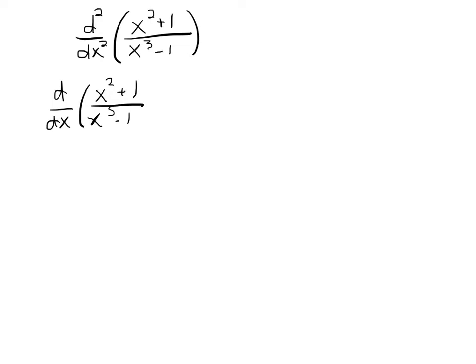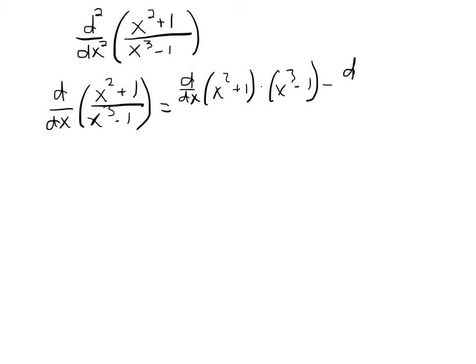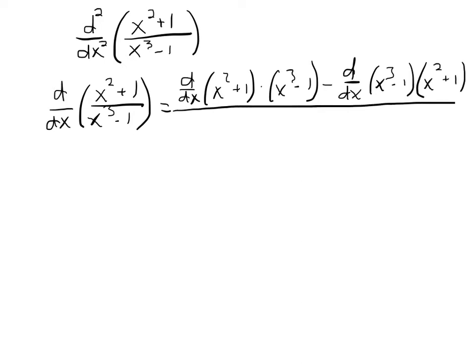We're going to have to use the quotient rule, which says we take the derivative of the numerator, multiply that by the denominator, subtract from that the derivative of the denominator, and multiply that by the numerator, all over the denominator squared.